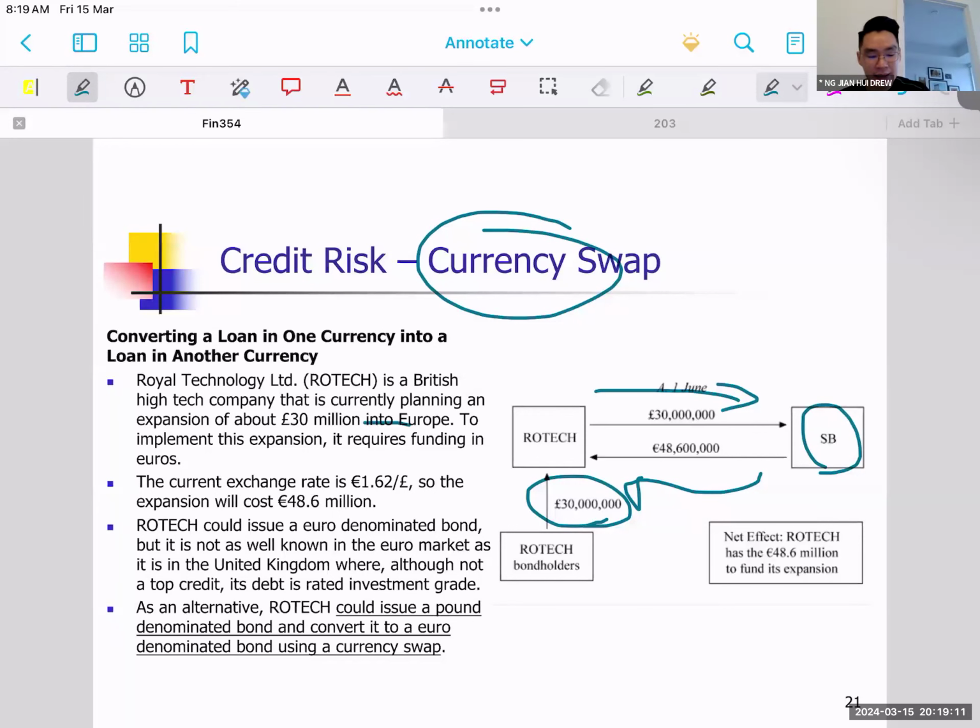Question: why, for a currency situation, is using a currency swap better than simply going to a money exchanger to say, okay, I have 30 million pounds, and I just go change the money at a money changer to euros? Would you like to give it a try? Why is a currency swap better than just using a standard money changer?